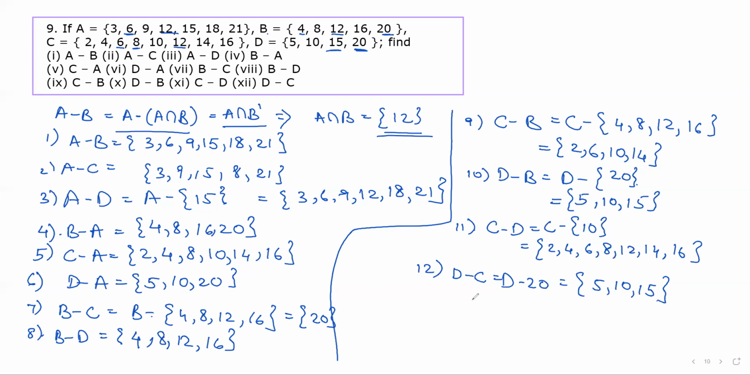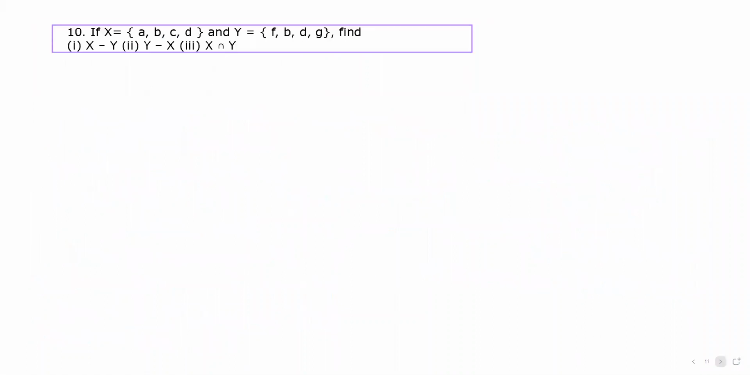One second, it is C, right? Let's recheck. I considered B. So D and C, 5 is not present, 10 is the one which is common, 15, 20 is not present. 10 is common, so you write 5, 15, and 20. As you can see, there can be confusion in these questions. You have to be patient and you always have to double check your answers.